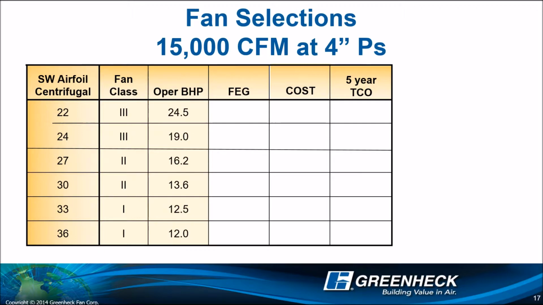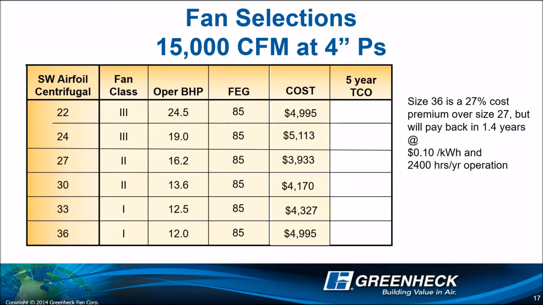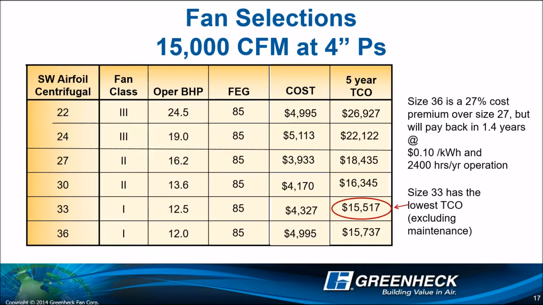Looking at the same fan sizes and models, you'll see that the cost varies based on size and fan class. By looking at the total cost of ownership over a 5-year period, we can see which fan makes more sense over the long term. It is a balance between first cost and operating horsepower. These total costs of ownership are only looking at power consumption, not actual fan maintenance. But for this example, we can assume the maintenance costs would be relatively similar. And the size 33 is the fan you would inevitably want because the total cost of ownership over 5 years is lower than any other selection available.